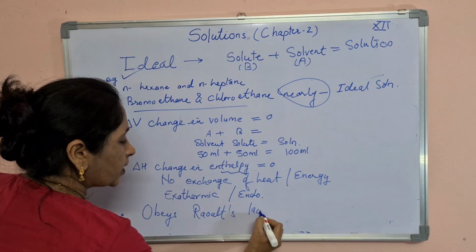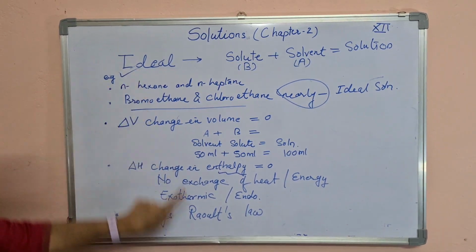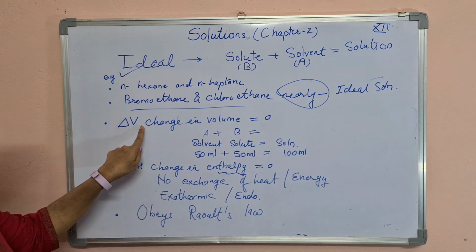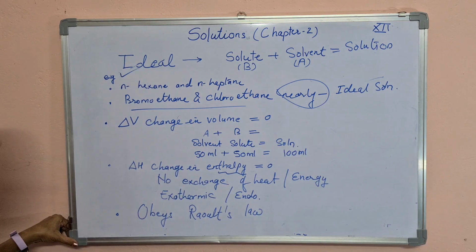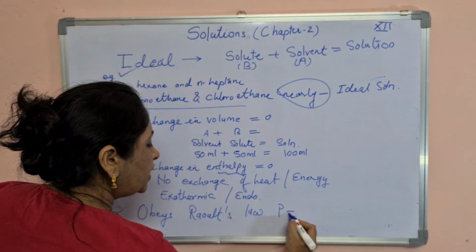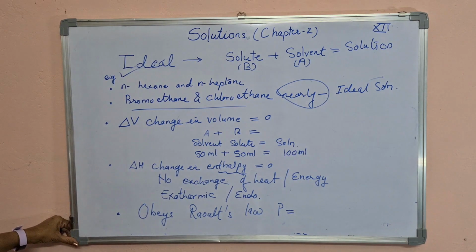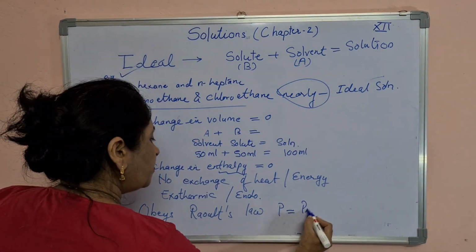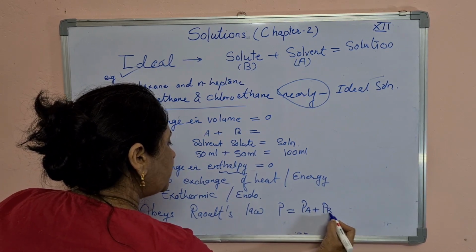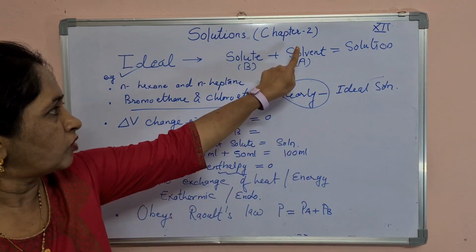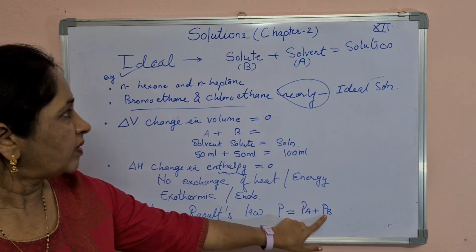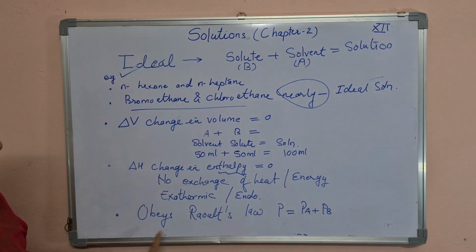Raoult's law. Ideal solutions are those solutions which obey Raoult's law. Delta V equals 0, delta H equals 0. And we have studied Raoult's law. So what is the Raoult's law? That P, the vapor pressure of the solution, is equal to PA plus PB. PA is the partial vapor pressure of the solvent. PB is the partial vapor pressure of the solute. So this is what your ideal solution. So note down this.